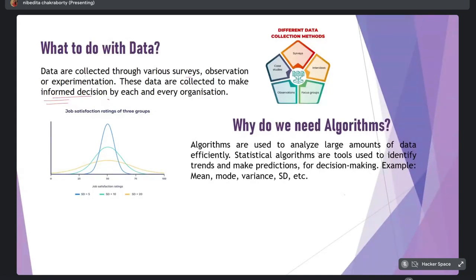Mean, mode, variance. These are simple algorithms that we use, right? What is mean? The average, simple average of all the data. Yes, right, average: the total of the data values added, divided by the total number of data values. And what is mode? Mode is the data value which has the maximum frequency, the most repeated.